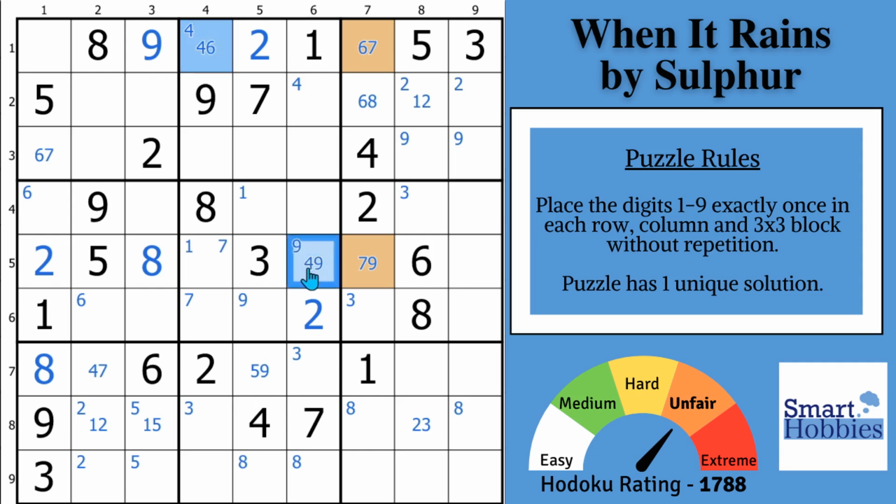You're like, Timberlake, how'd you do that? Well, I use what's called an XY chain. 4 to the 9, 9 to the 7, 7 to the 6, 6 to the 4. You start with the 4, end with the 4. We can eliminate a 4 from any cell that sees the blue.